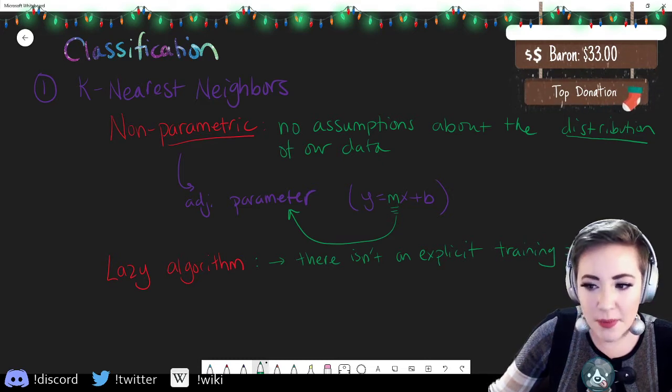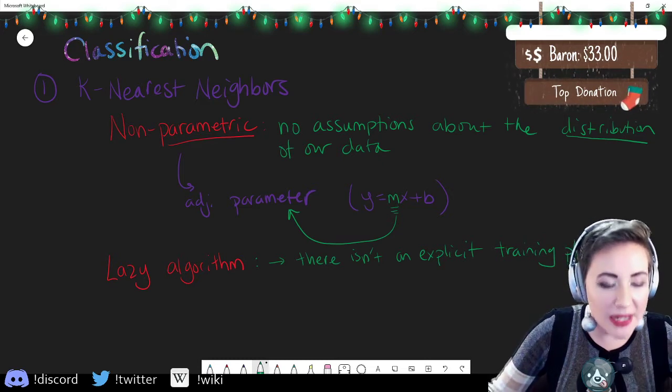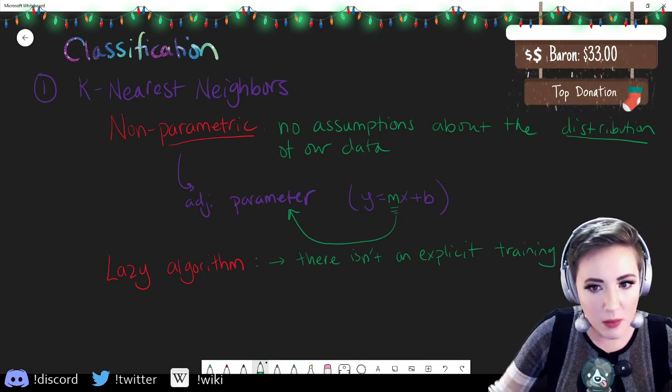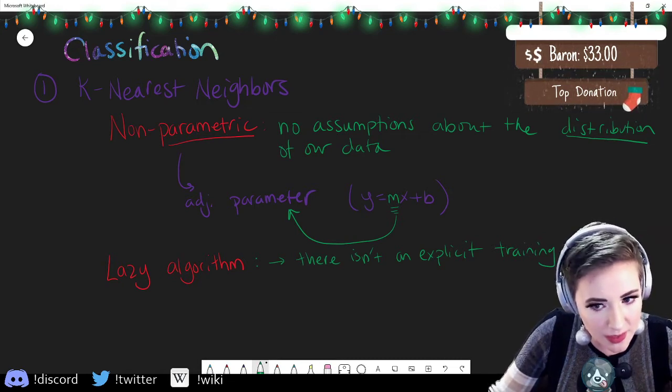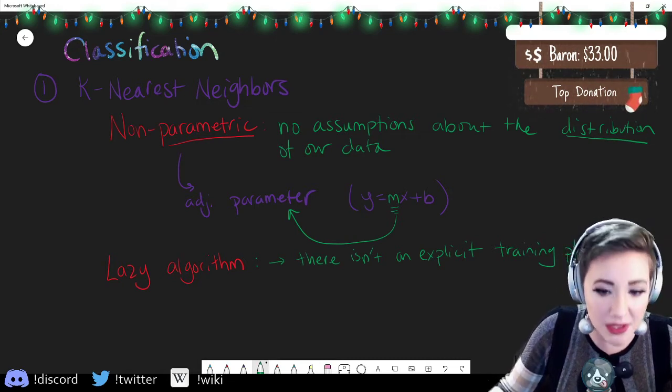And it isn't, remember, so we're running into this problem because we have a combination of non-parametric, we're not making assumptions, we don't have this y equals mx plus b business, and we're lazy.